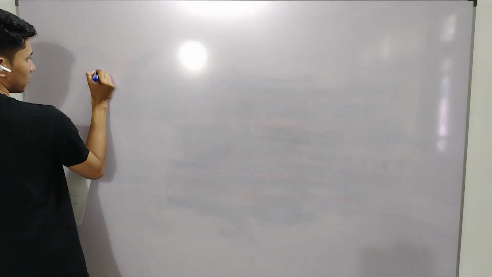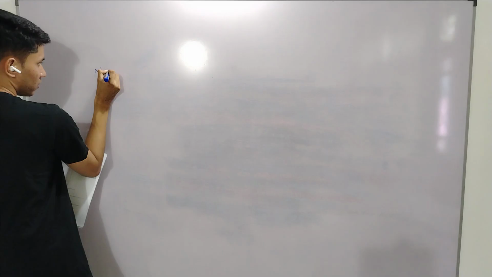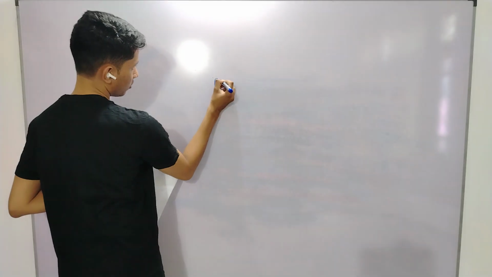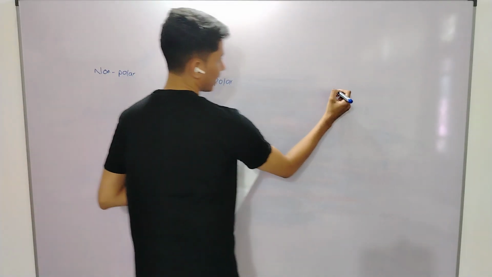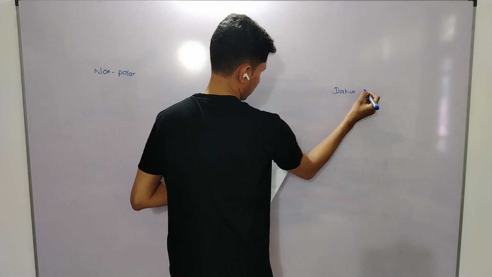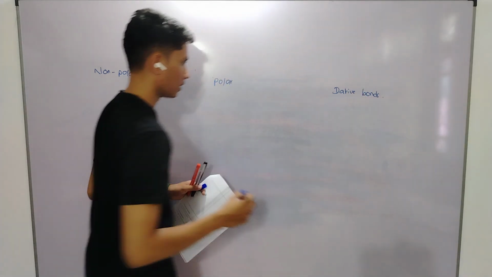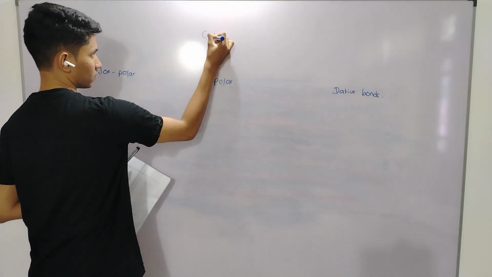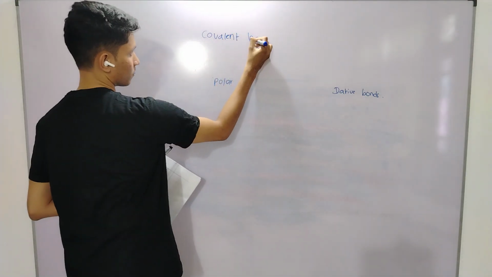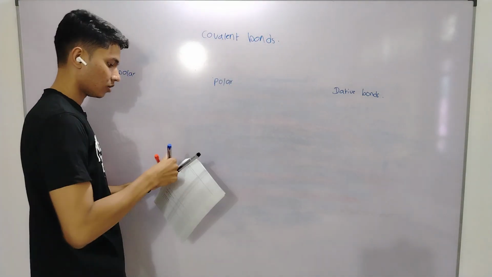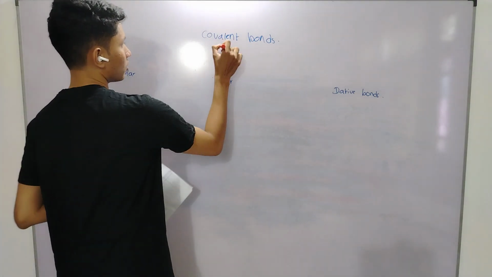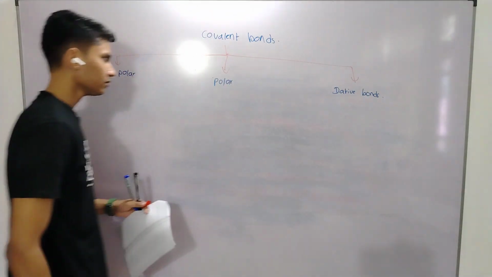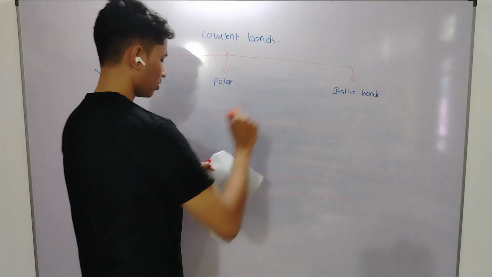One is non-polar covalent bonds. Then we have polar covalent. Then we have dative bonds. Covalent bonds are divided into three branches: non-polar bonds, polar bonds, dative bonds.